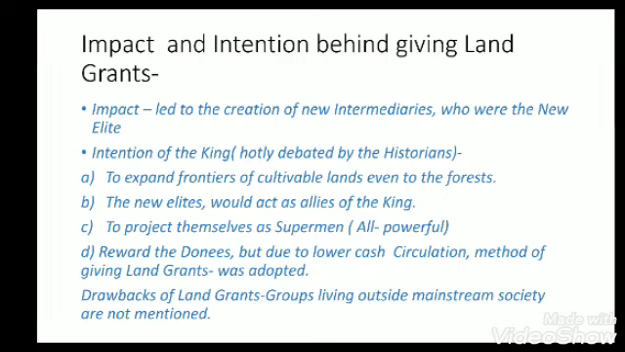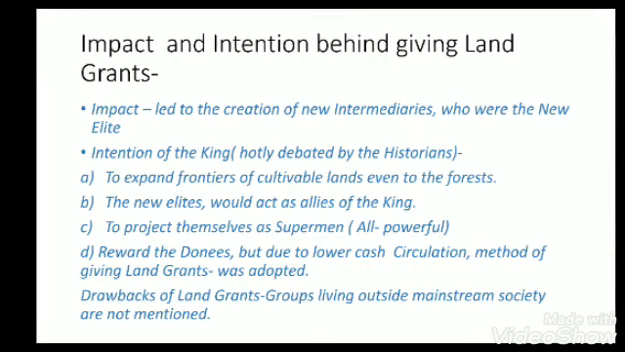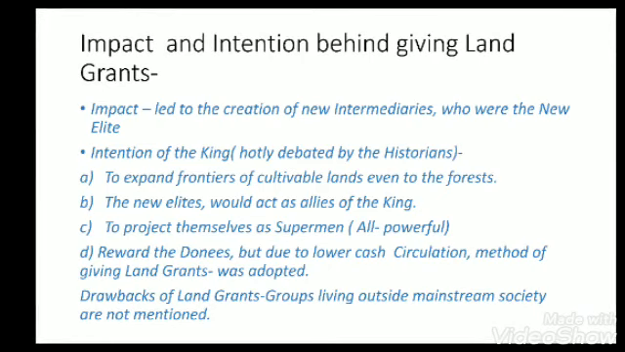Finally, what are the shortcomings of land grants when it comes to obtaining information about the rural society or the rural setup? See, where does the problem come? These land grants usually focus more and more on the agricultural population. They don't talk about groups living outside the mainstream rural society. So who are these people who still lived beyond the reach of state officials?